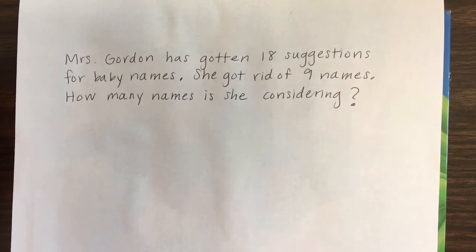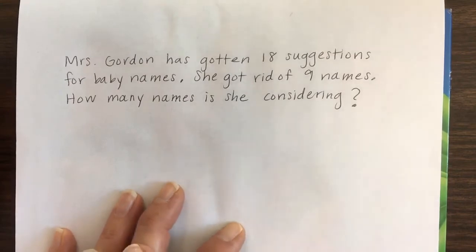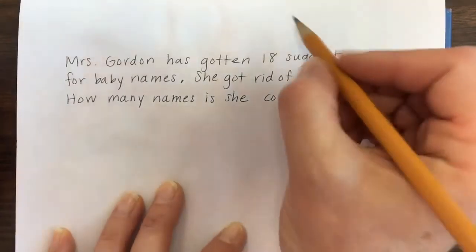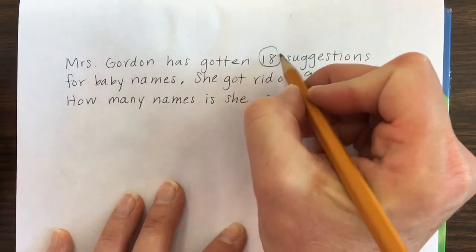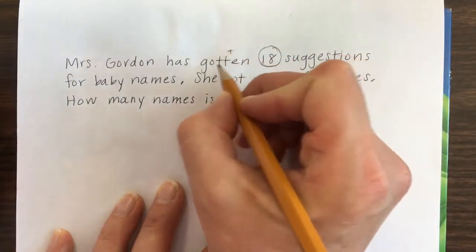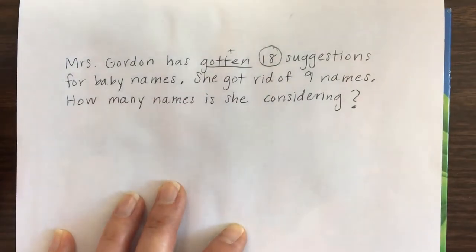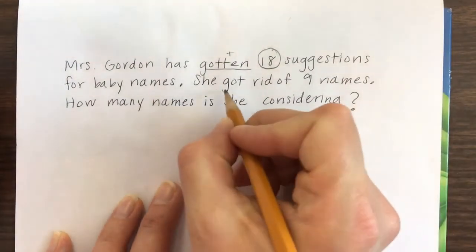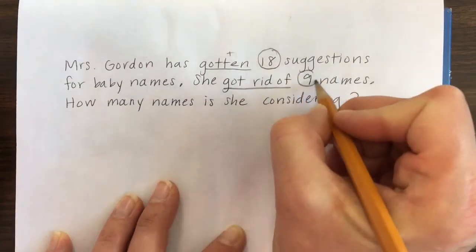It's partially true. Mrs. Gordon has gotten 18 suggestions for baby names. She got rid of 9 names. How many names is she considering? We can figure this one out a couple different ways. First of all, if you don't know what I'm talking about, parents like to make lists of names that they might name their baby. So we're pretending that Mrs. Gordon has made a list of 18 names. She's gotten 18 suggestions for baby names. She got rid of 9 names.